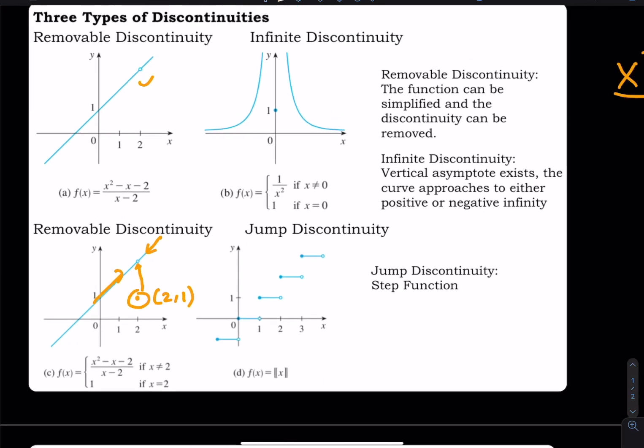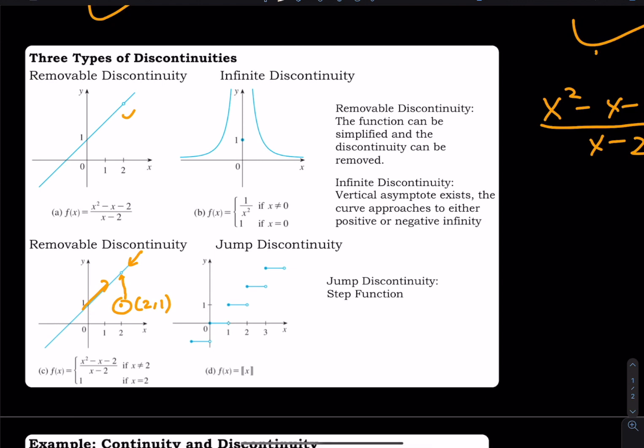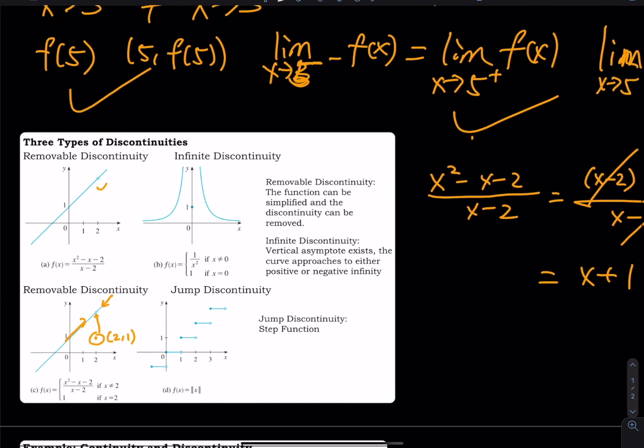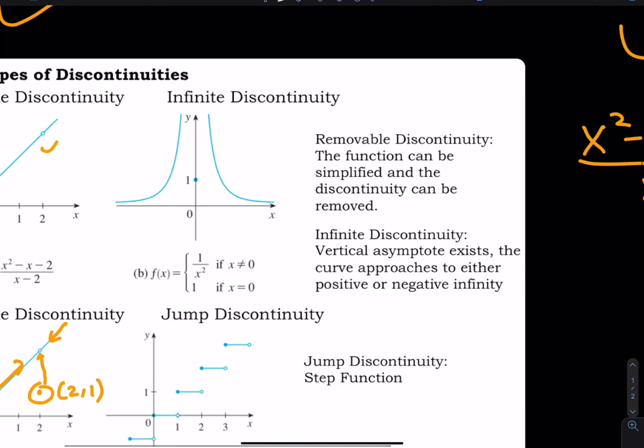The second type. You will see the first two types a lot. The jump, you won't see that very often. The second type is infinite discontinuity. Infinite discontinuity means, look at this piecewise function. Look at the denominator, x squared. Can you do algebra to remove the x squared? The answer is no. When x is equal to 0, we have a trouble. And this trouble cannot be eliminated, so therefore we have a vertical asymptote.